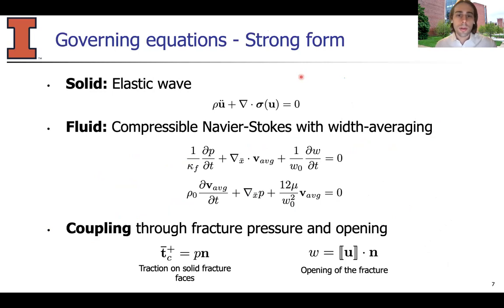The governing equations for this problem are the following. The solid is modeled with an elastic wave equation shown here, and the fluid with a compressible Navier-Stokes description with averaging. And the coupling between these two equations is through the pressure: the pressure in the fluid is applied as traction on the surfaces of the fracture, and the opening of the fracture, W, is the jump in the displacement, which is the solution of this elastic wave equation, times the normal.